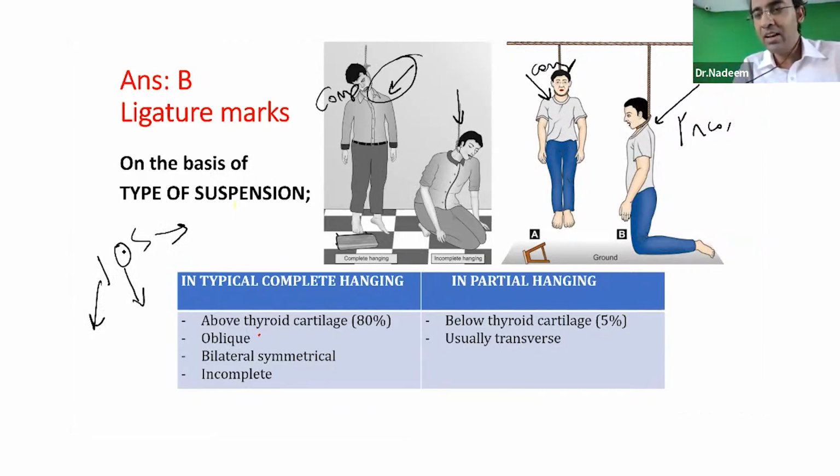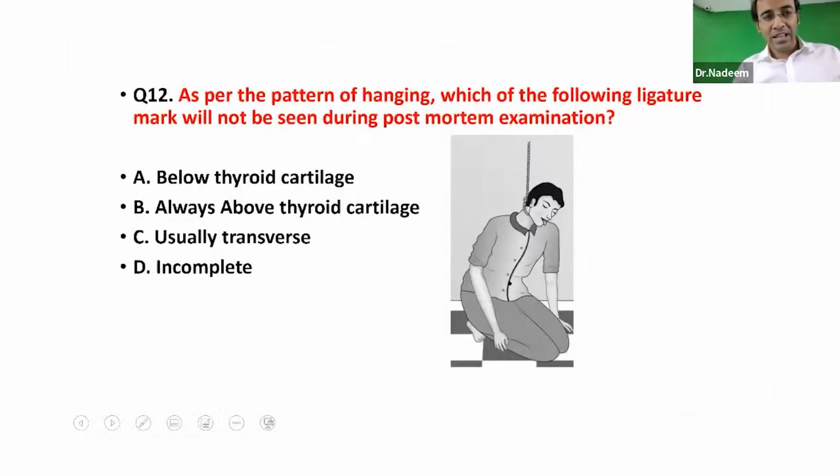What will happen in complete hanging? Incomplete, oblique and suprathyroid. But whenever any part of the body is going to touch the ground, this will go down like this. So this will become what? Below thyroid, right? Below thyroid. And it will usually not be oblique, but this will become horizontal, like this. In partial hanging, this can be seen below, okay? Usually horizontal, or you can say transverse.